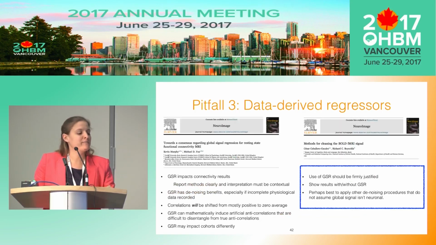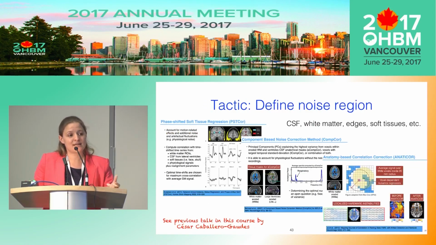I'll refer you to these papers. The one on the left is in the special issue about maybe reaching a consensus. Spoiler alert, they don't really tell you what you should do. The second paper is Cesar's paper, and I like his approach. He says, if you want to use global signal regression, justify it. And if you do use it, show what happens if you don't. And perhaps you want to consider some of these other techniques that don't use the whole brain signal, but just more specific noise regions.